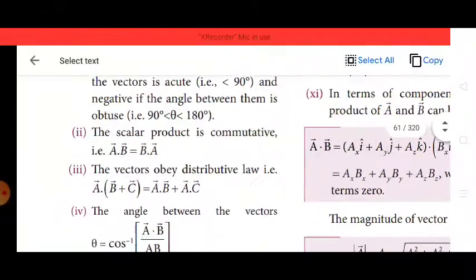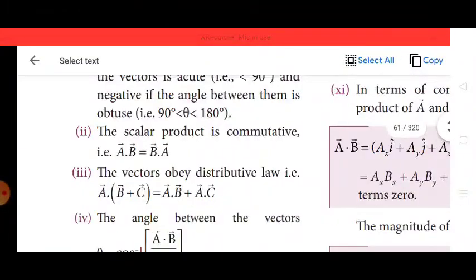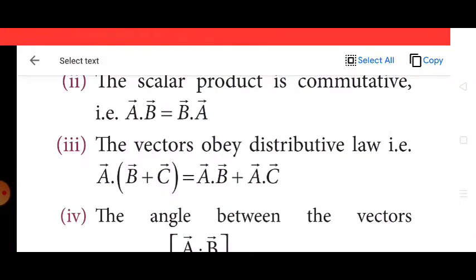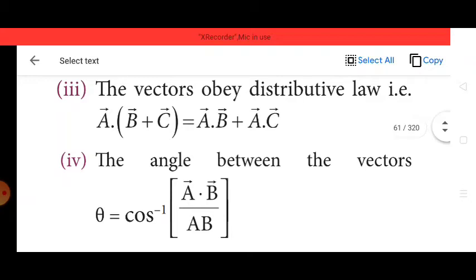Scalar product is commutative, that means A dot B equals B dot A. Third point, the vectors obey the distributive law, that means A dot (B plus C) equals A dot B plus A dot C. The angle between the vectors, theta, is equal to cos inverse of (A dot B by AB).